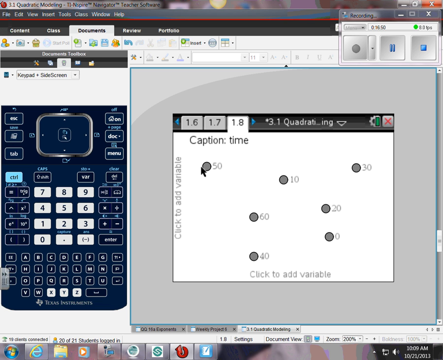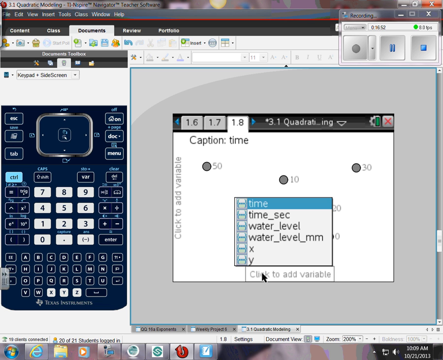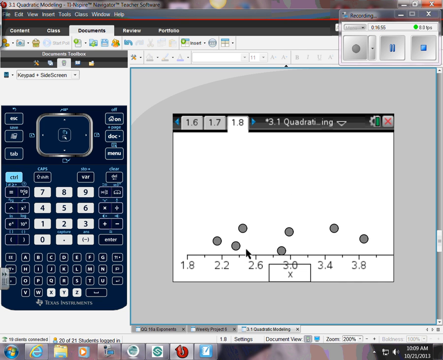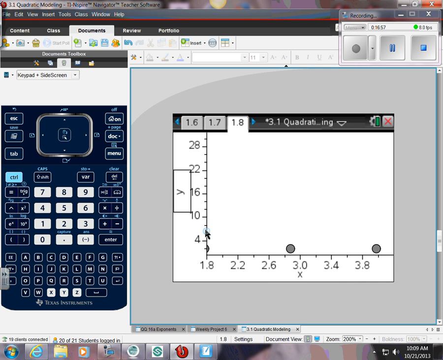What do I need to do? Add my variables. What was my domain? X. What was my range? And there's our quadratic. Does it look like a quadratic? Doesn't. Am I looking at the entire graph? No, I'm not. Okay, so we're going to go ahead and find the quadratic regression.